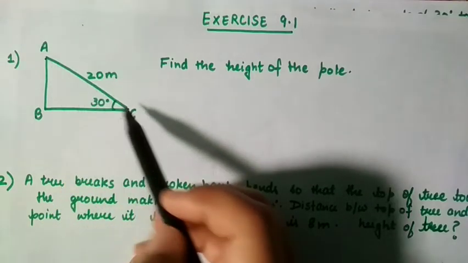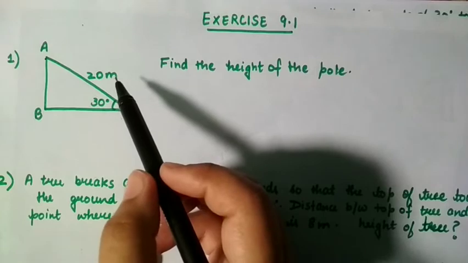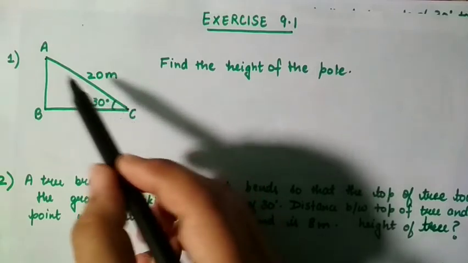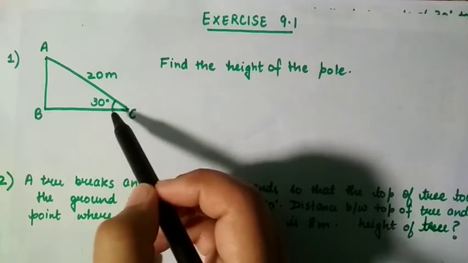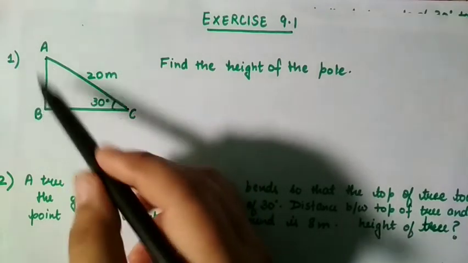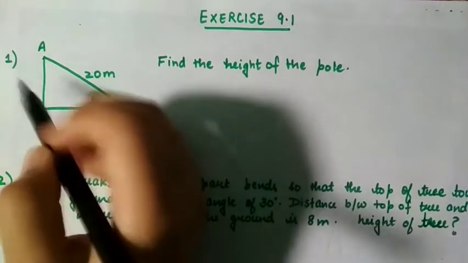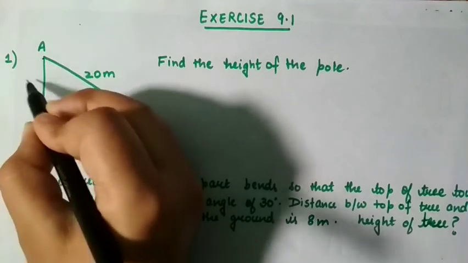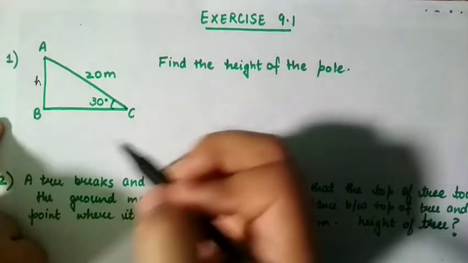So AC is the rope and the length of the rope is 20 meters, and it is given that the angle made by the rope with the ground level is 30 degrees. So this angle is given to be 30 degrees. Now they are asking to find the height of the pole. It means we have to find the length of AB. Let this height be h. So we have to find h.